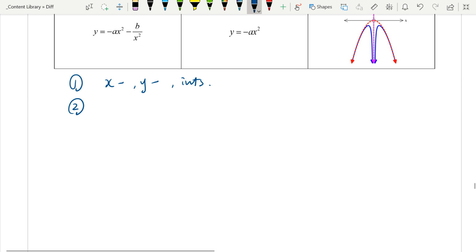Second thing, what you may think about. Asymptotes, yep.